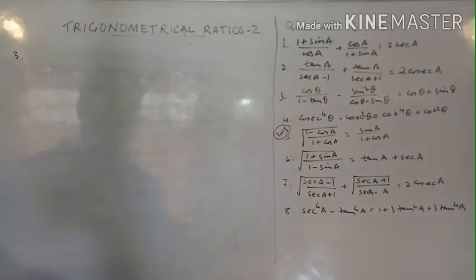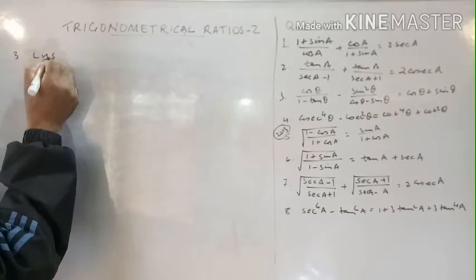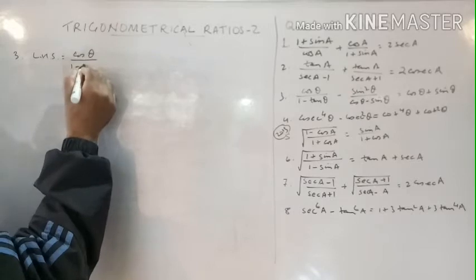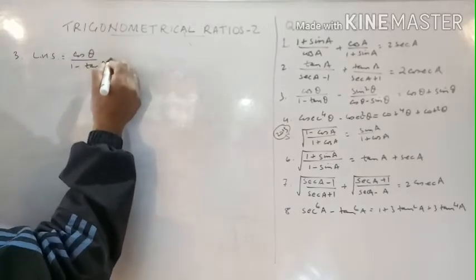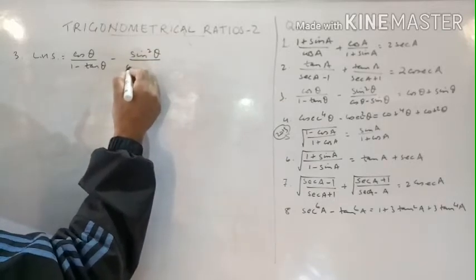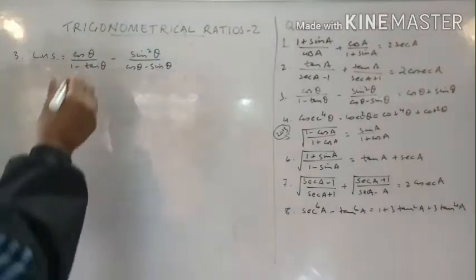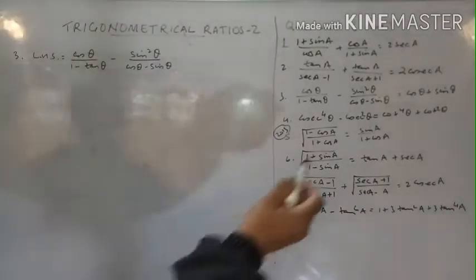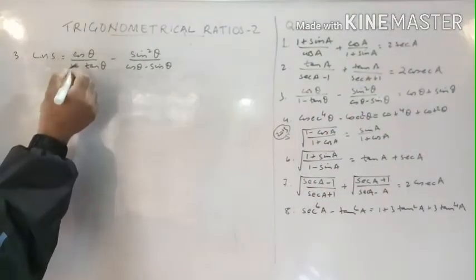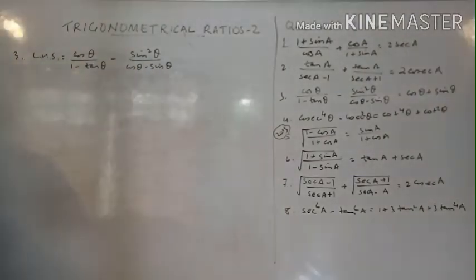Question number 3, you have LHS: cos theta upon 1 minus tan theta minus sin square theta by cos theta minus sin theta, and we have to prove that this is equal to cos theta plus sin theta. As you can see, cos theta plus sin theta. So here, first we change this tan into sin, because everything in terms of sin cos, so tan also we change to sin cos.